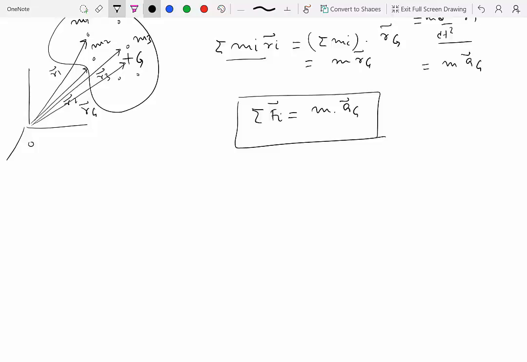What this is saying is that if you have a system of particles and you want to write Newton's second law for more than one particle, and you can choose how many particles you want, you can draw the free body diagram and show all the external forces. You don't have to show the internal forces. You don't have to worry about the internal forces. You just sum all the external forces, and on the right hand side you write m times the acceleration of the center of mass, and that will be the equation that you'll apply for a system of particles.